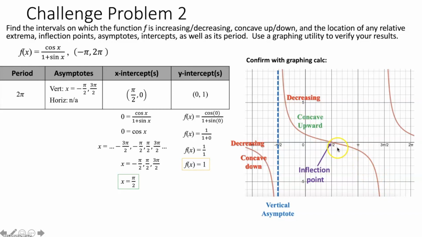So you see that from pi over 2 to 3 pi over 2, the function is both decreasing and concave downward, just like we said. Then at x equal to 3 pi over 2, we have the second of our vertical asymptotes. Then after that, from 3 pi over 2 to 2 pi, the function is both decreasing and concave upward, just like we said.